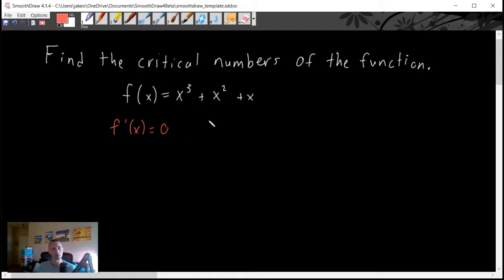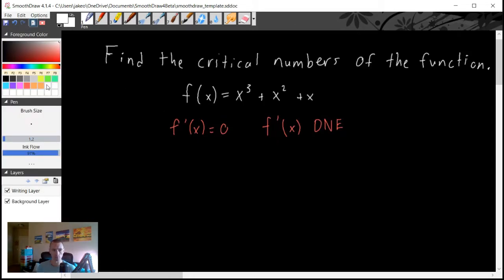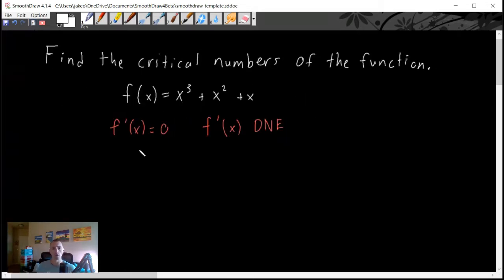The other one, which is equally as important, although I will admit it comes up less often, but you do still always need to check it, because if you don't check it, you might miss some critical numbers, is wherever f prime of x does not exist. So whenever you're doing these critical number examples, in either case, what you need to look at is the derivative of your function.